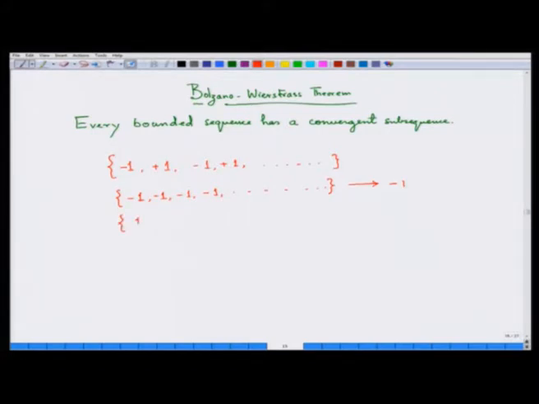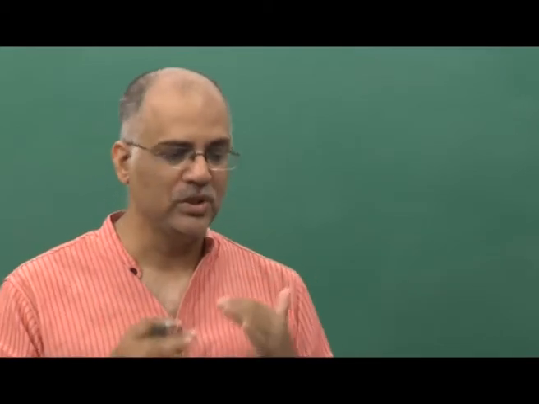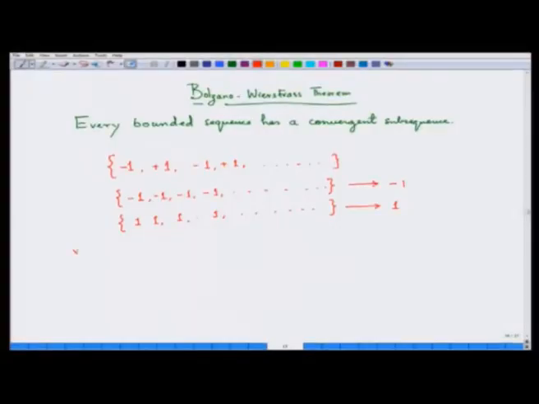I can also take a subsequence 1, 1, 1, 1, and this is convergent to 1. So you see the first subsequence converges to -1, the second subsequence converges to +1. So if you have two different convergent subsequences, both of them need not go to the same limit. If all the convergent subsequences go to the same limit, then the whole sequence itself is convergent. And remember, if a sequence is convergent, then every subsequence must go to the same limit. So these are some important points to keep in mind.